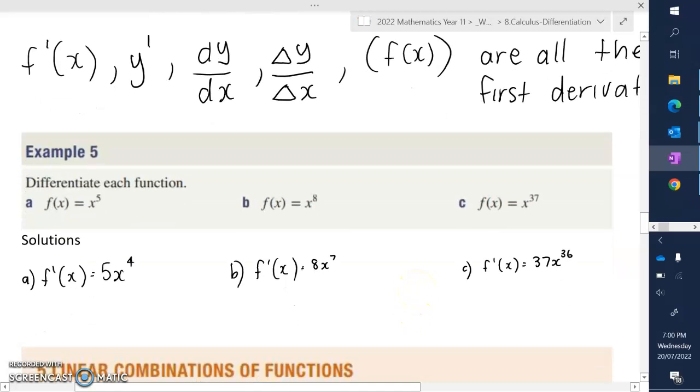Okay, so I've done a couple of them here. So we've got f of x here. By differentiating it, we find f dash of x. That 5 comes down to the front to become 5x. I take 1 off the 5 to become 4. That's it. Step 1, done.